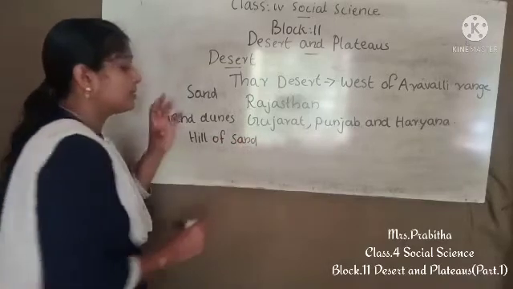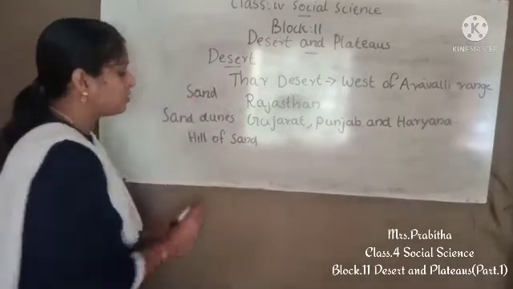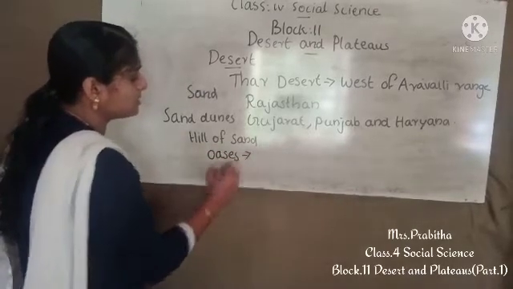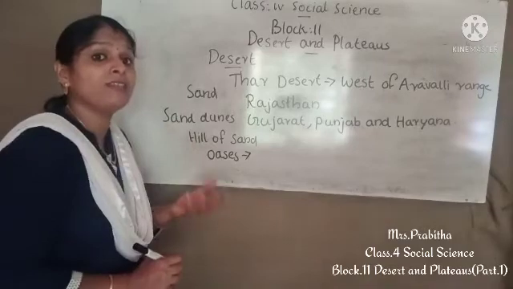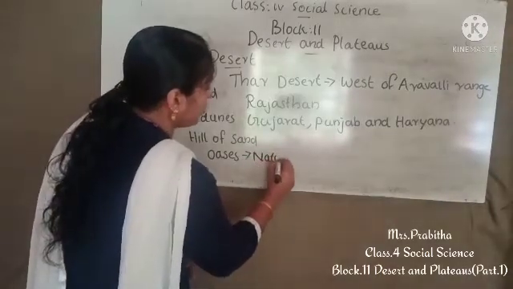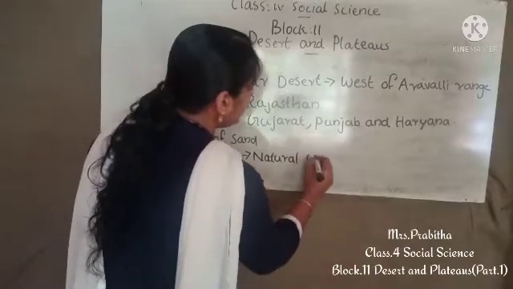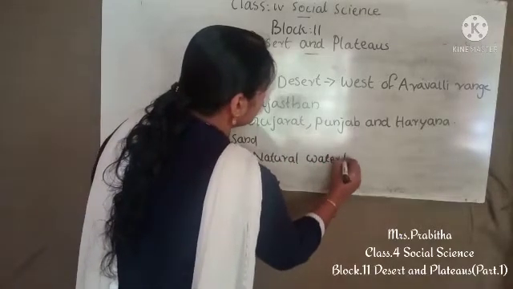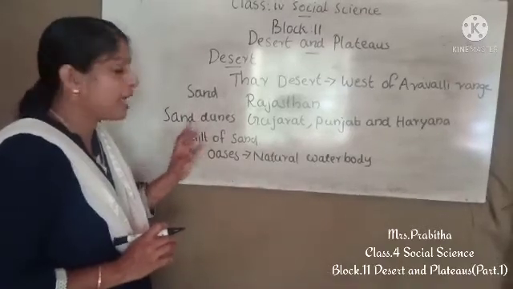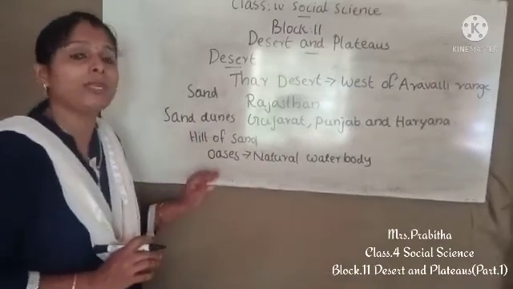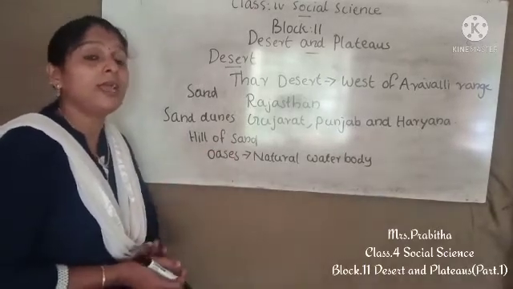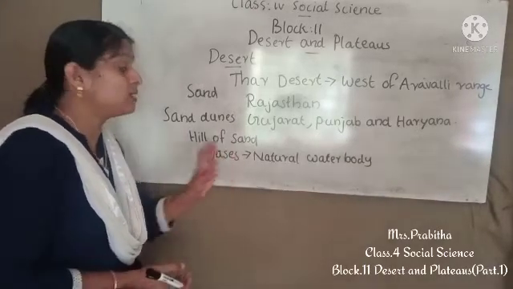So desert is covered by sand dunes and we can find oasis also here. Oasis means the natural water bodies found in desert. Oasis are the natural water bodies found in desert and some trees also grow near to this oasis.